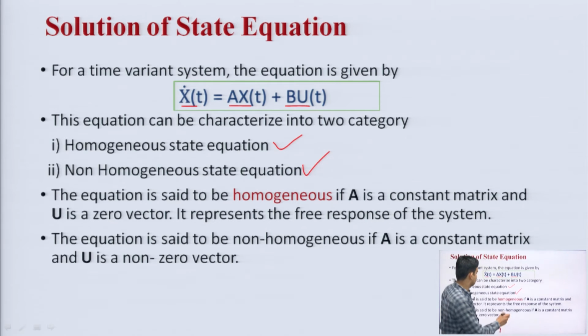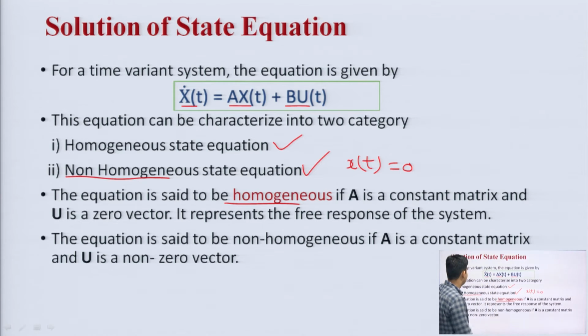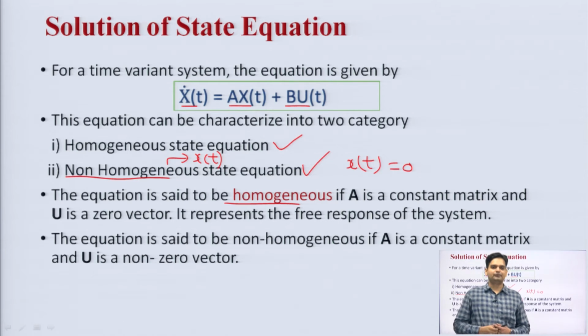So, in this case of the homogeneous equation, we will assume x(t) is equal to 0. And when we come to the non-homogeneous equation, then we will assume the presence of input x(t). So, basically here we are assuming that we have a control system and we are applying a certain input, it has a certain initial condition, and then we would like to know what would be the state or the solution of a state space model.